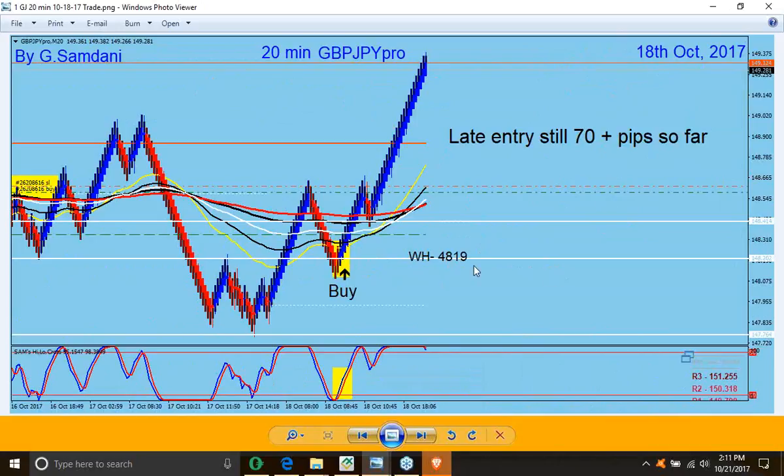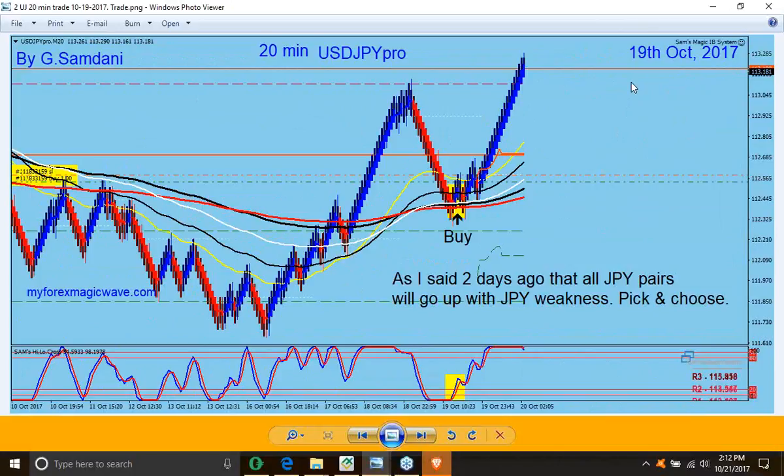just bouncing off of 48.19, a big level on a weekly chart. This is a weekly high actually, and the 20-minute chart, pound yen. Very nice trade. And on the 19th, I had this USD yen.